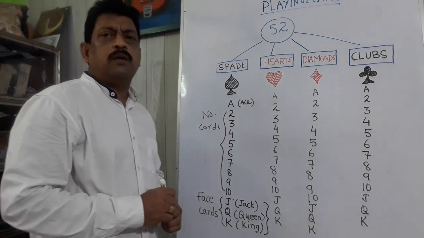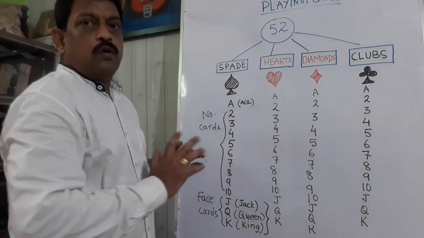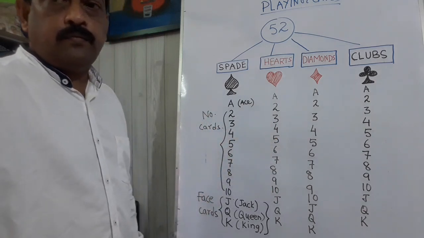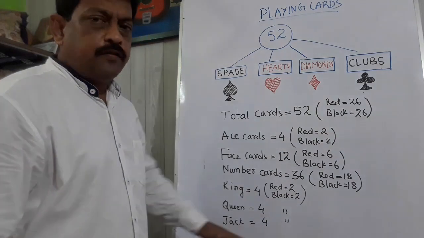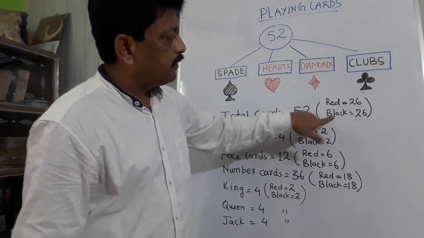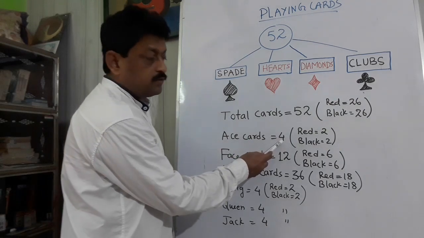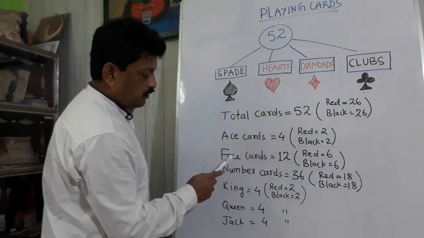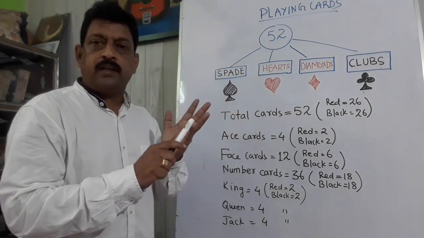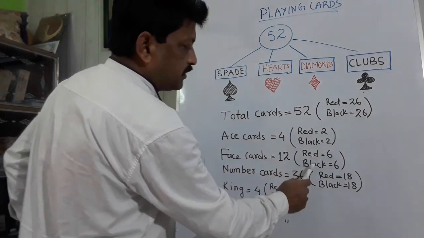Now questions will come from here. Different types of questions will come. First of all, let us summarize the whole thing. What are the things present in a card? So this is the summary of playing card. Total cards 52, of which red is 26 in number and black 26. Both are equal. Ace cards, there are 4 ace cards, 2 red and 2 black. Face cards, total 12 face cards, 3 in each row, Jack, Queen and King. There are 4 rows, so total 12 face cards, 6 red and 6 black.